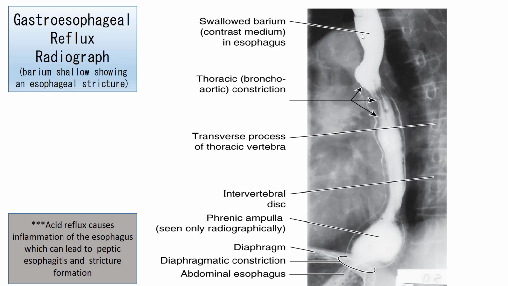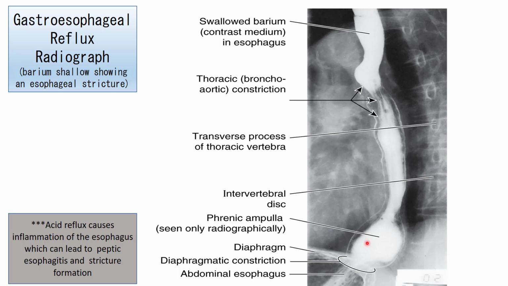This is about GERD, gastroesophageal reflux. Here's another radiograph of a barium swallow showing an esophageal stricture. So you can see right here, there's the barium contrast meeting the esophagus. Here's the thoracic bronchoaortic constriction. These are transverse processes of your vertebrae. This is what IV discs look like. They have less radio opacity.